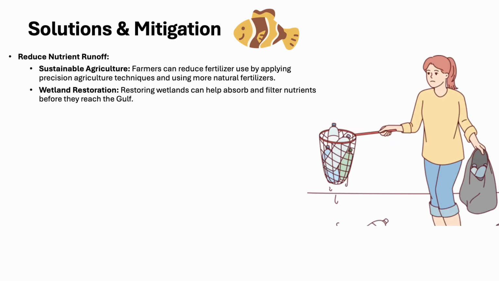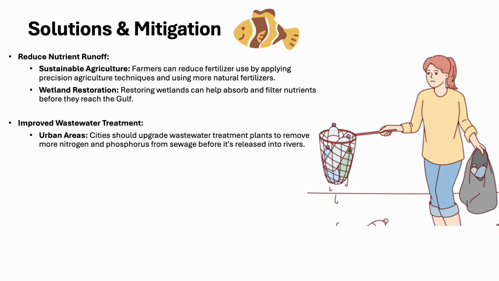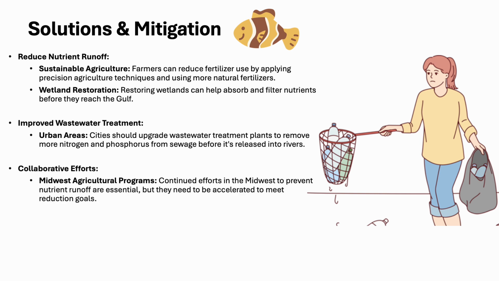So, the solutions and mitigations against ocean deoxygenation: a reduction of nutrient runoff. Sustainable agriculture. Farmers can reduce fertilizer use by applying precision agriculture techniques and using more natural fertilizers. Wetland restoration. Restoring wetlands can help absorb and filter nutrients before they can reach the Gulf. Improve wastewater treatment. In urban areas, cities should upgrade wastewater treatment plants to remove more nitrogen and phosphorus from sewage before it's released into the rivers.